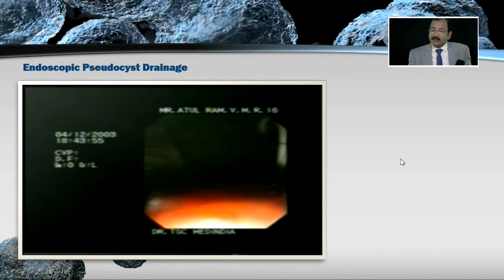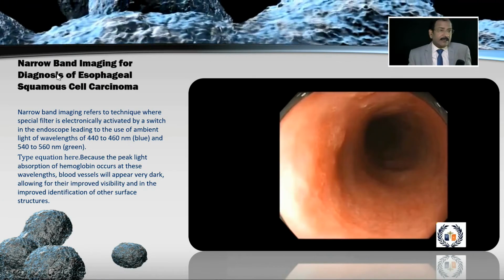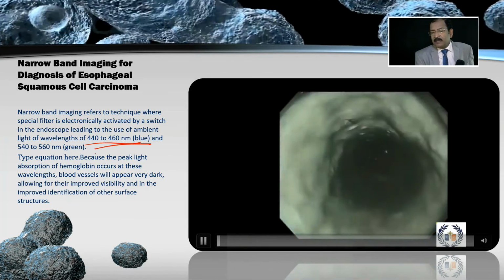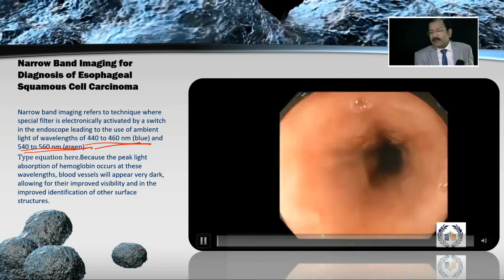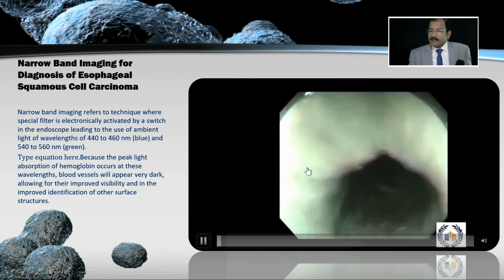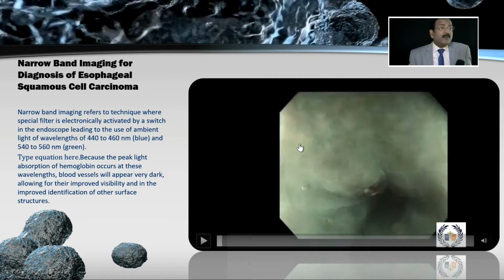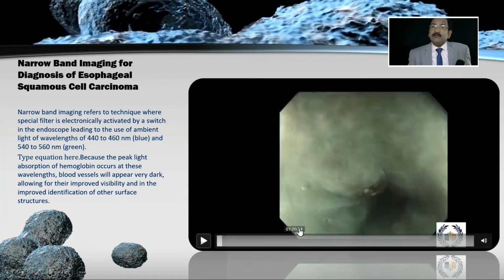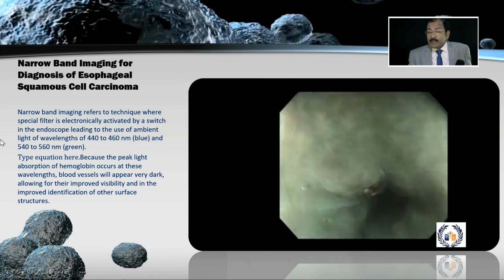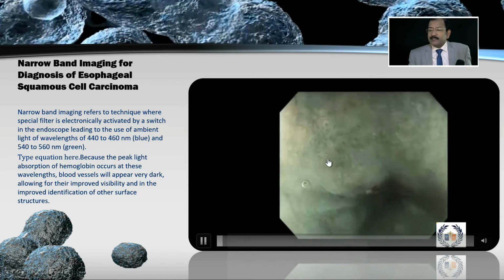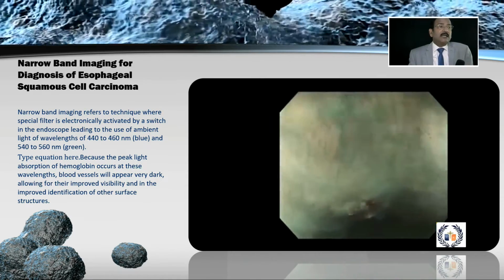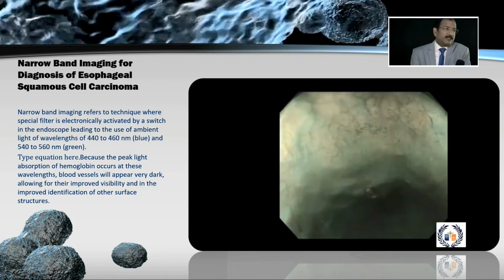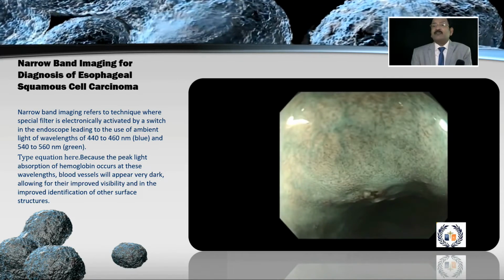So this is over. Then you have narrow band imaging technology. There are two wavelengths, 440 to 460 and 540 to 560, that is the green wavelength. These wavelengths have a big advantage in that they are absorbed by the hemoglobin, and it will show you the neovascularization. Whenever there is any atypical thing going on, and malignancy is going to develop, it is a hypermitosis, and a hypermitosis area has neovascularization.